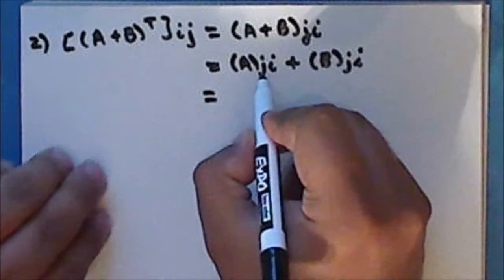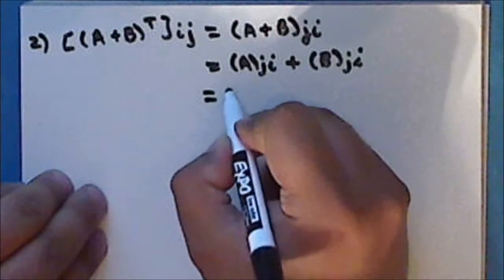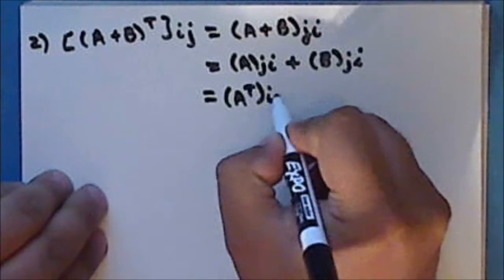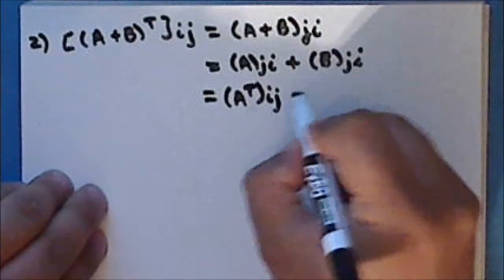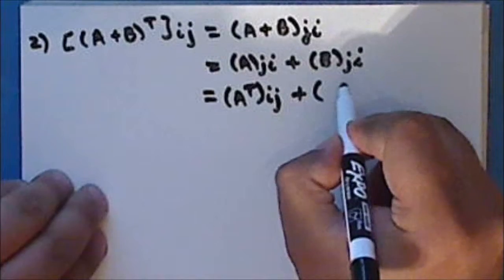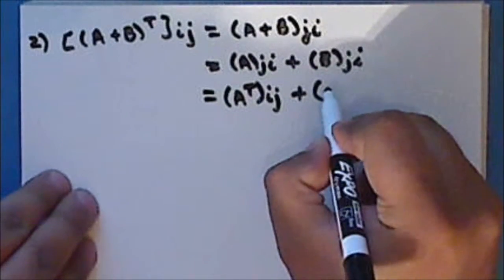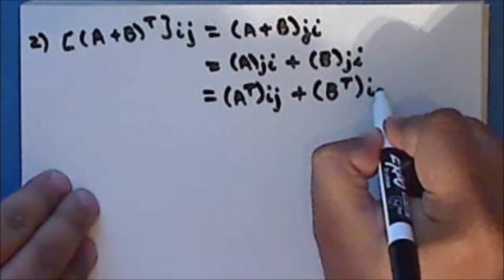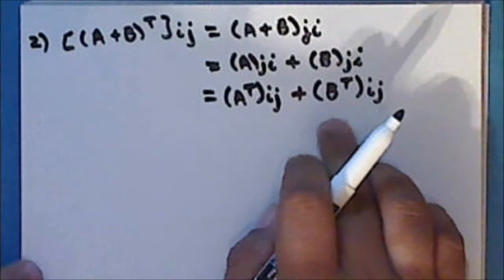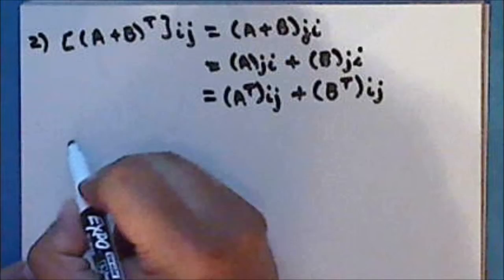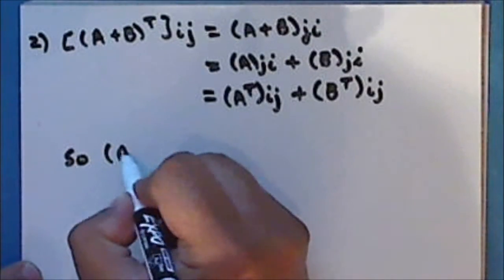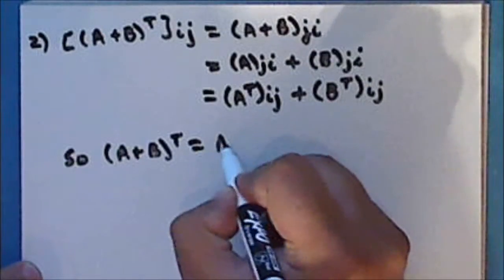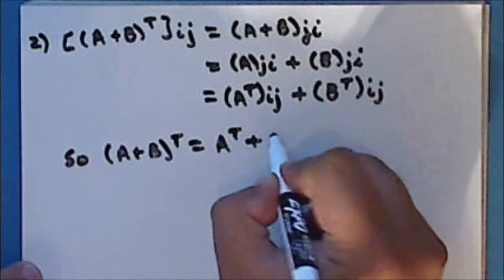Now, the entry in row J, column I, of the matrix A is the same as the entry in row I, column J, of the transpose of A. And the entry in row J, column I, of the matrix B is the same as the entry in row I, column J, of the transpose of B. And so the transpose of a sum is the sum of the transposes.